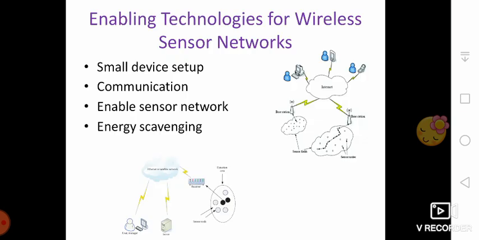Next, enabling technologies for wireless sensor networks. Building a wireless sensor network has only become possible with some fundamental advances in enabling technologies. The first among these technologies is miniaturization, that means small device setup of the hardware. Smaller feature sizes in chips have driven down the power consumption of the basic components of a sensor node to a level that the construction of WSN can be contemplated.